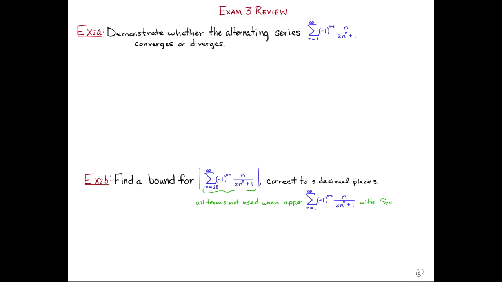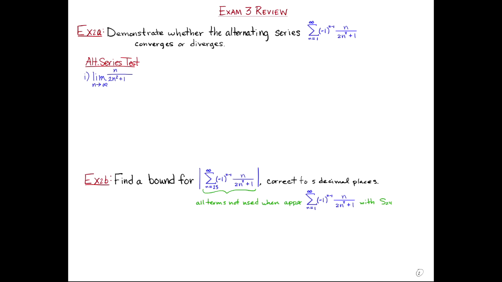In example 2, we want to demonstrate whether the alternating series converges or diverges. As always, we'll start by naming our test, the alternating series test. Before we can use the alternating series test, we have to prove the hypotheses are true. 1, we need the limit as n approaches infinity of b sub n, which in our case is n over 2n squared plus 1, to equal 0.